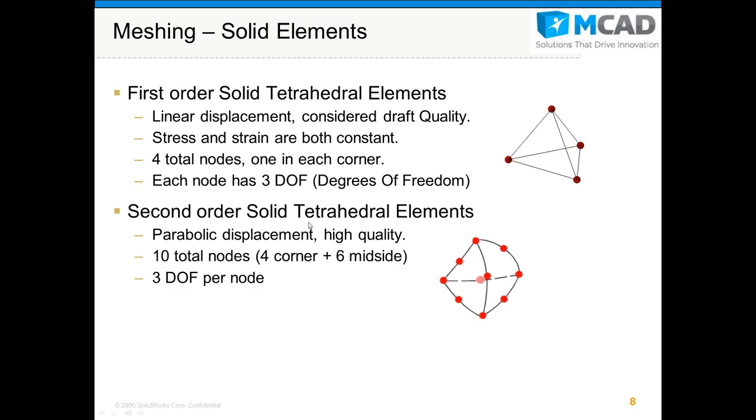And then a higher quality element has 10 total nodes. So not only in the corners, but also at the midpoint of each one of those edges. So we've got 4 corners and 6 midside nodes, and again a total of 3 degrees of freedom per node. These are much higher quality elements. Each element can actually bend, whereas in the draft quality elements, the edges between nodes have to remain straight. Both of these types of elements are ideal for cast or machined type shapes.